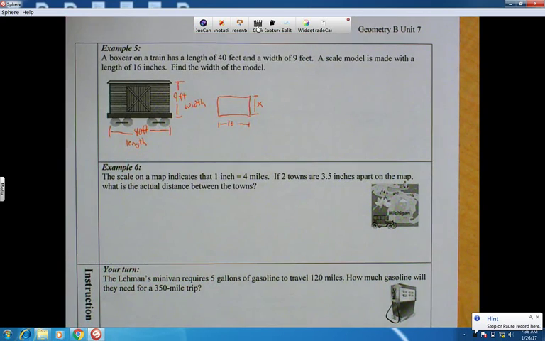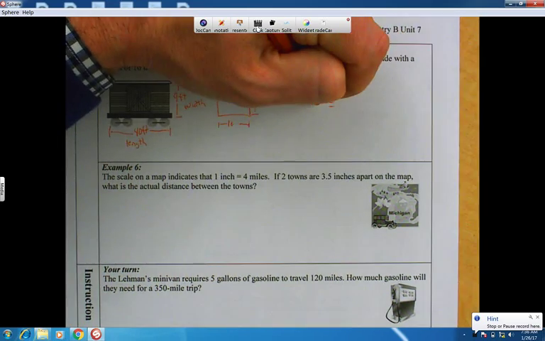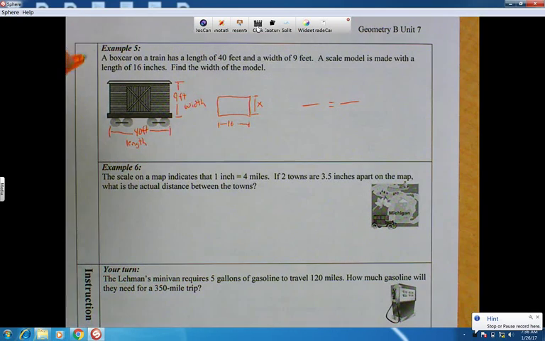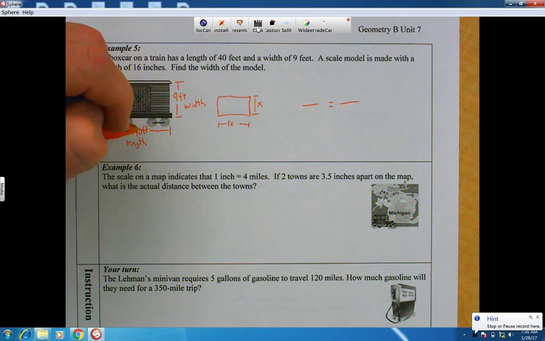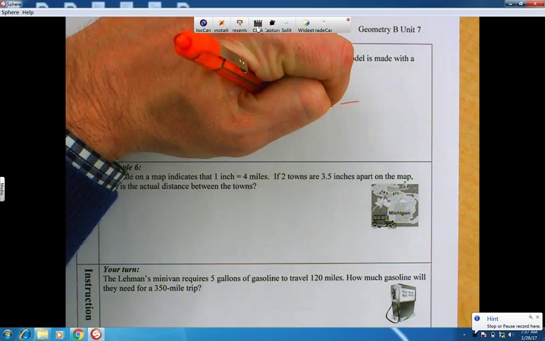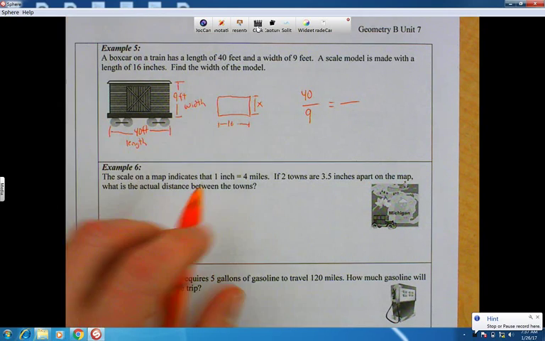And to figure it out, we are going to set up a proportion. And a proportion is just an equal sign with two fractions on each side. On one part of the fraction, we're going to use the real dimensions of the boxcar. So that's going to be 40 and 9. So I'll put a 40 on the top and a 9 on the bottom. That was actually kind of arbitrary. I could have done it either way, but now it's not arbitrary.